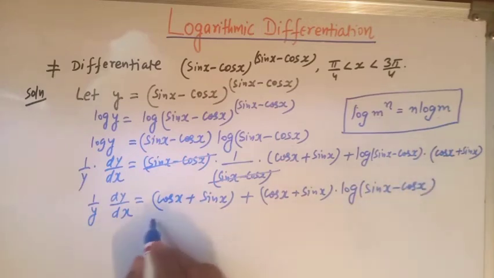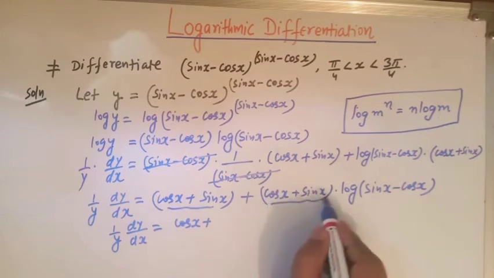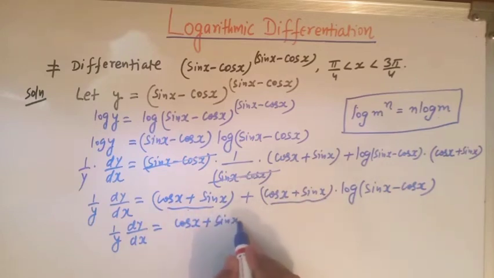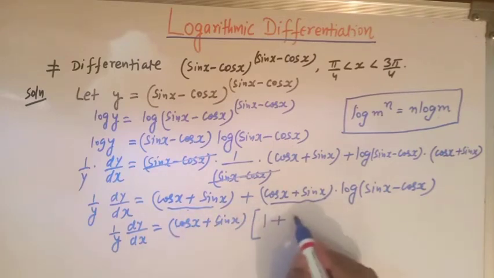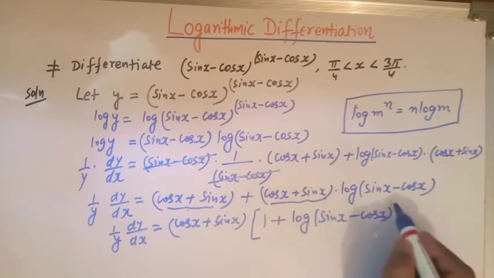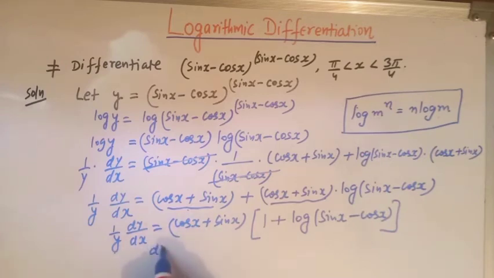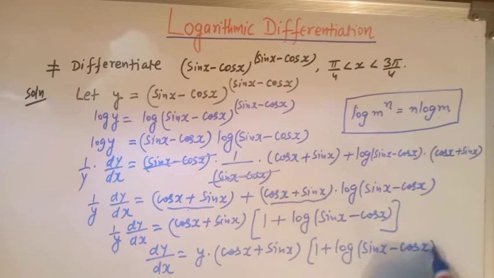So if we take sin x plus cos x as common, if we take these two terms, then cos x plus sin x will be common, so we have 1 plus log of this, which is sin x minus cos x. And if we take y to this side, we have dy over dx is y times (cos x plus sin x) times (1 plus log(sin x minus cos x)).